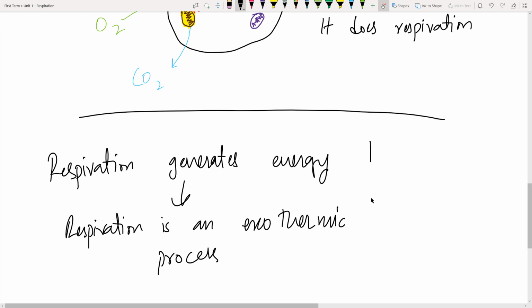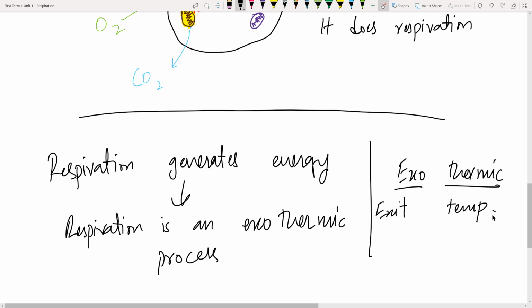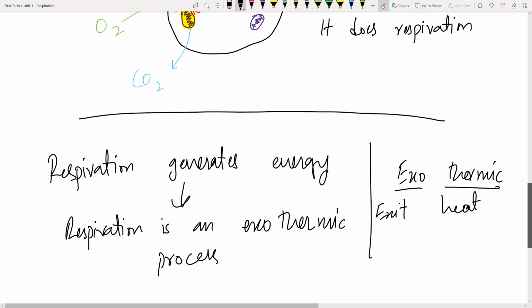Now over here I'm going to break down this term exothermic, right? Exo means, I call it exit, right? And therm means temperature, or what we call heat, I'm going to refer to it as heat. So therm means heat, so I'm just going to call it the exit of heat. So that means exothermic reactions are those reactions that generate heat, right?